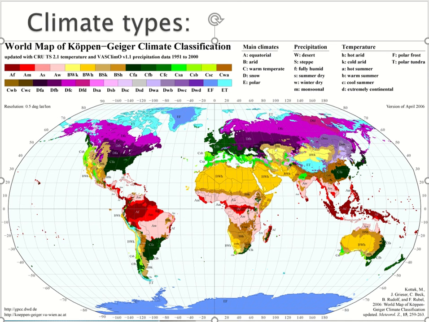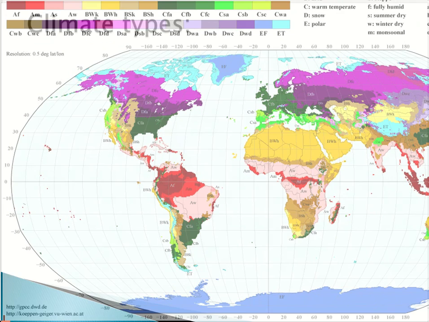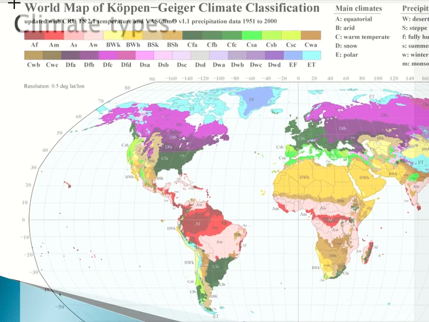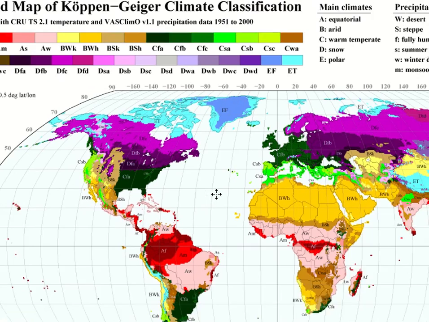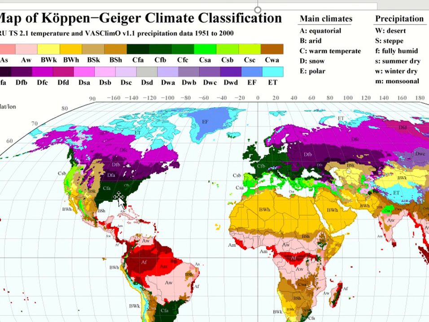So let me see, I'm going to try to blow this up, take a look at where we're at. Right here. So in Alabama, we're the CFA, so warm temperate, fully humid, and a hot summer. It's a pretty accurate description of Alabama, I gotta say.